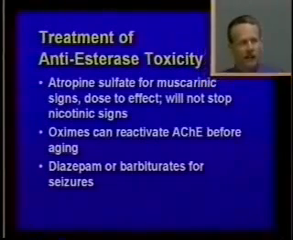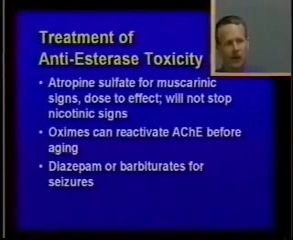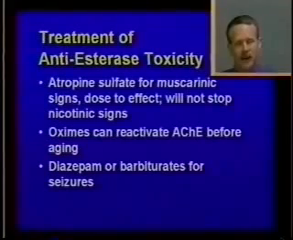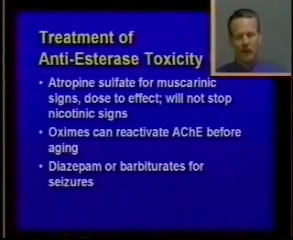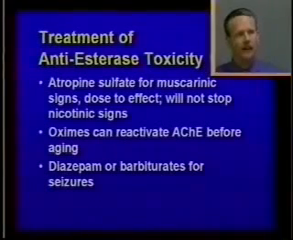Now, to treat an antiesterase toxicity, the most important step that you can take is to administer atropine sulfate to alleviate the muscarinic signs of poisoning, especially the respiratory problems due to excessive secretions. So you will administer atropine sulfate and dose to effect. You want to dose until the salivation and the respiratory secretions dry up.